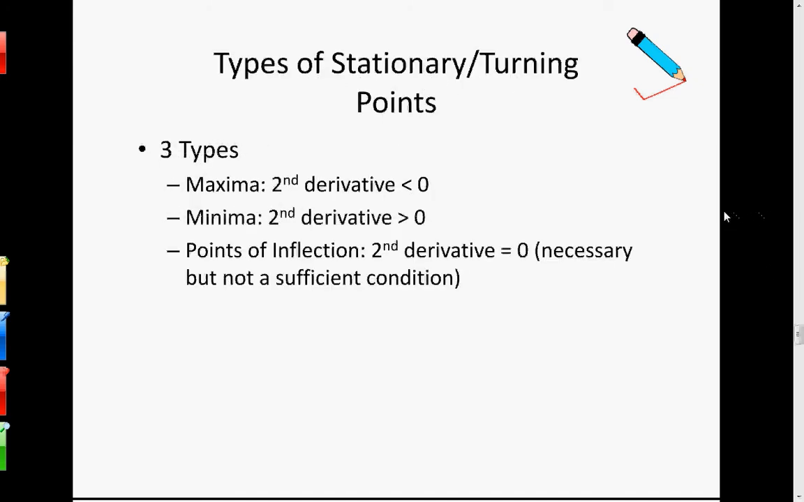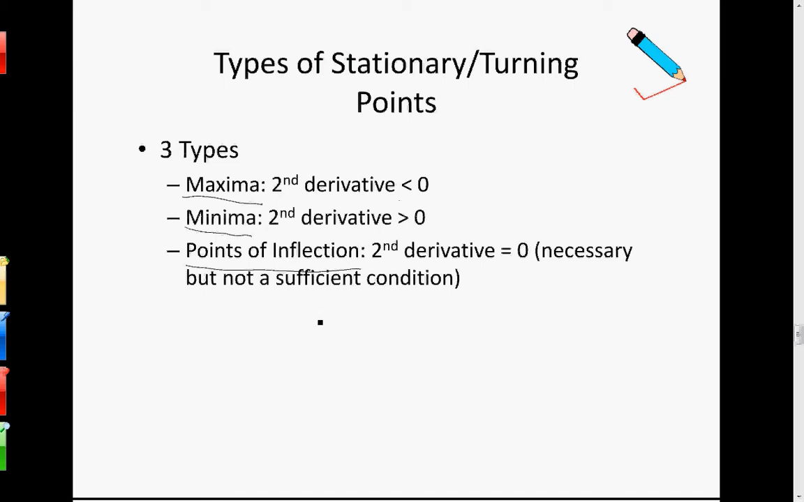The types of stationary points we have are minima, maxima, and the point of inflection. In a situation where your second derivative is less than 0, it is a maxima. If the second derivative is more than 0, it is a minima. So very straightforward, you don't need to do the sign test. All you need to do is take the second derivative and sub in the x coordinate. If it's less than 0, it is a maxima. If it's more than 0, it is a minima.